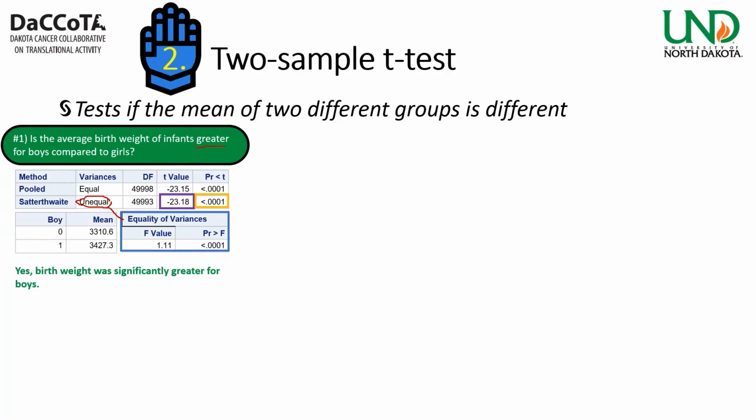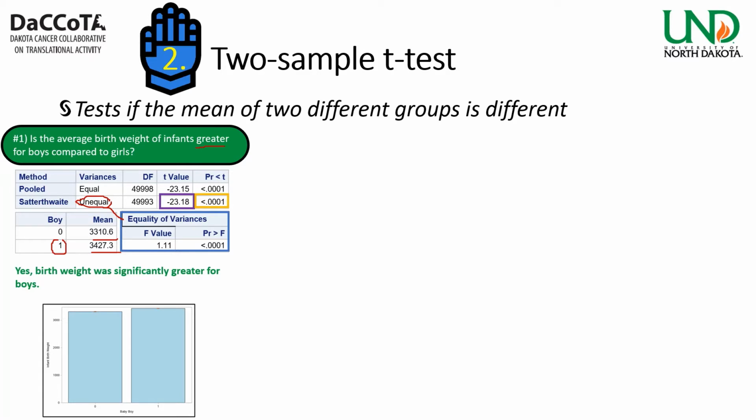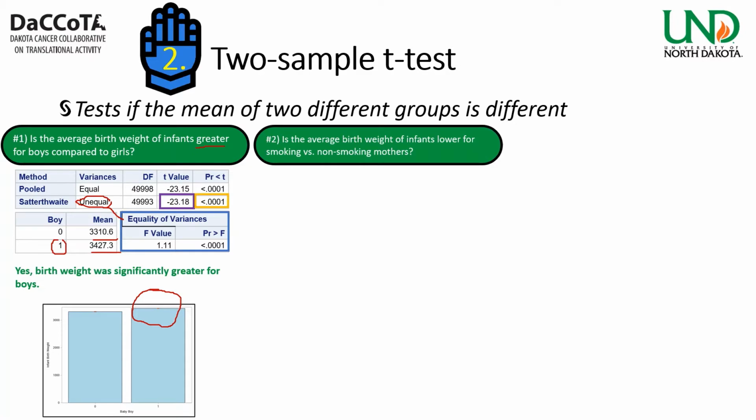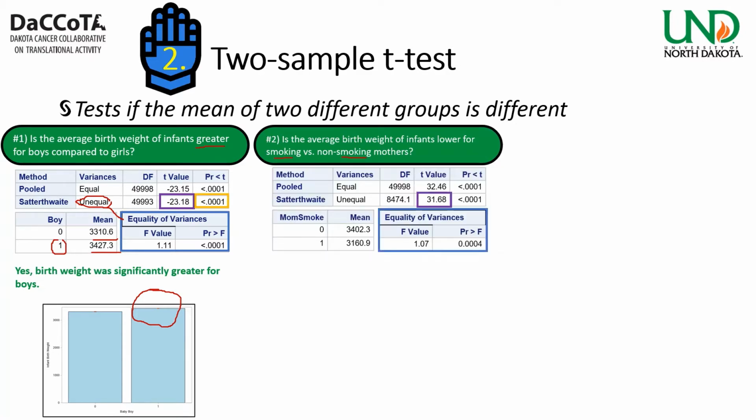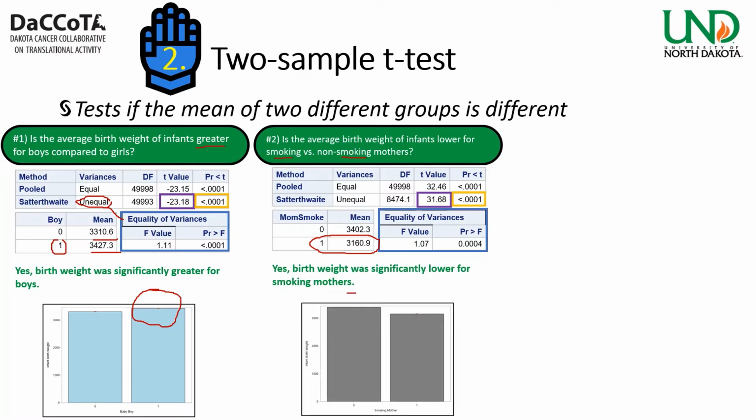So it's coded boy as 1, and we see it's about 3,400, where girls are 3,300. And here's a graph here. It's a little hard to see, but the boys are here. So we could look at another category for birth weight, smoking versus non-smoking mothers. Again, we do this. Again, this was significant, so we use Satterthwaite. And yes, birth weight was significantly lower for smoking mothers. So you see here now this is lower. And we can see here, yep, non-smoking mothers, coded at 0, had higher birth weights.